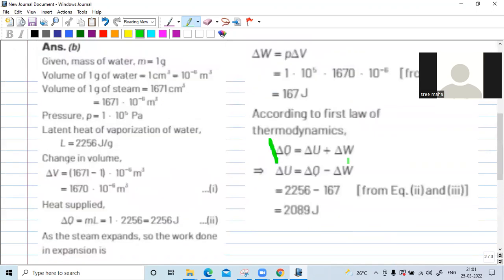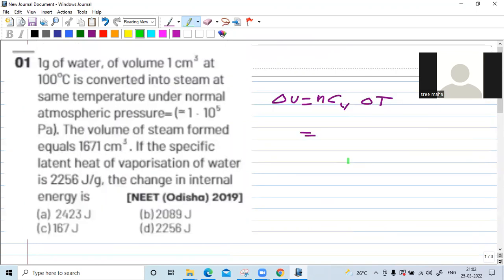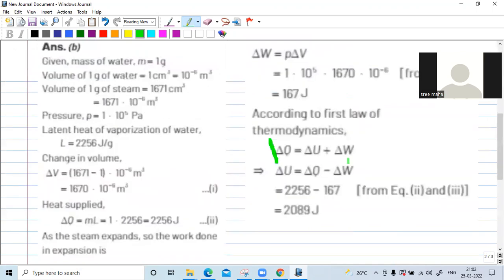Okay, so delta W is P into delta V. Pressure is known, delta V is known, so delta W is known. Delta Q is the amount of heat that is supplied, and the heat has gone into changing this water into steam. So it is mass into latent heat of vaporization. So delta Q is also known. From there you can find delta U.